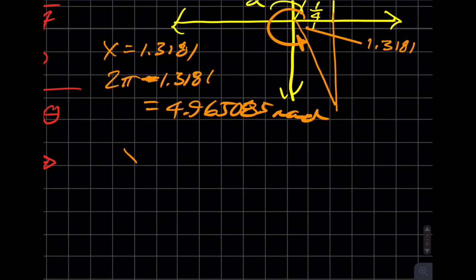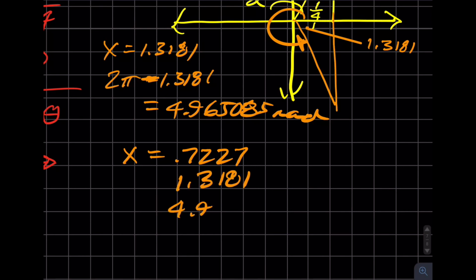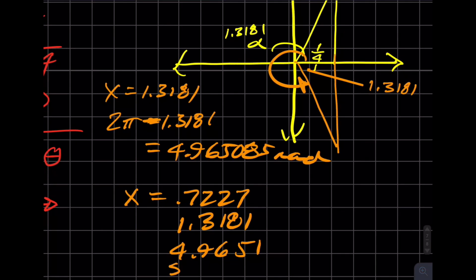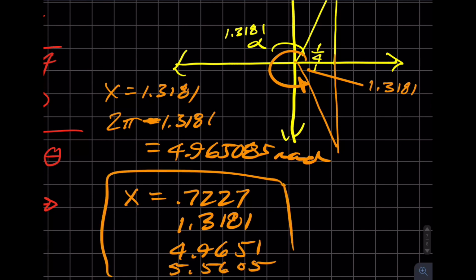To summarize again, x can equal 0.7227, 1.3181, 4.9651, or 5.5605. Those are the four angles that will make this equation true. All right?